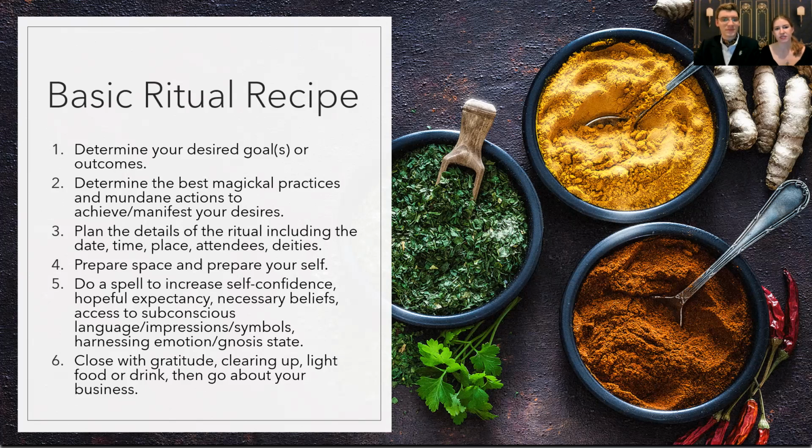Number 2 is to determine the best magical practices and mundane actions to achieve or manifest your desires. So here what we're looking at is, what type of magic is going to be included in the ritual? Are you going to use candle magic? Are you going to use herbs? Are you going to use sigils? There are a variety of different techniques the eclectic witch can pull upon to plan their ritual.